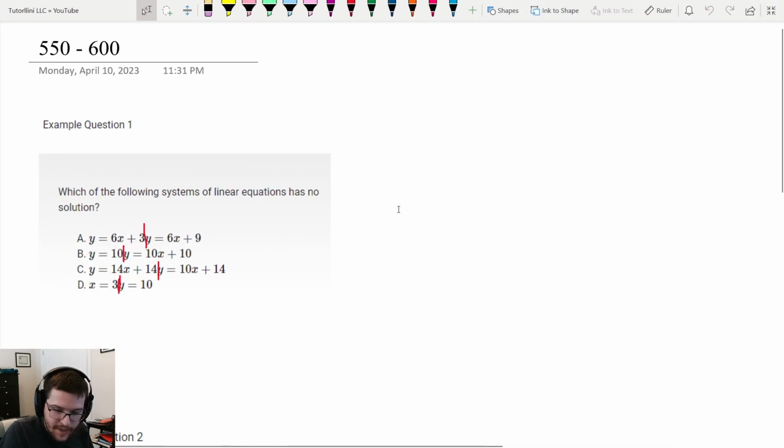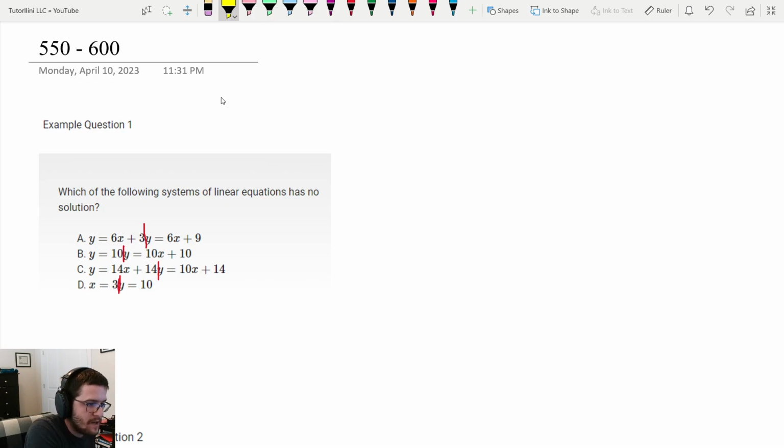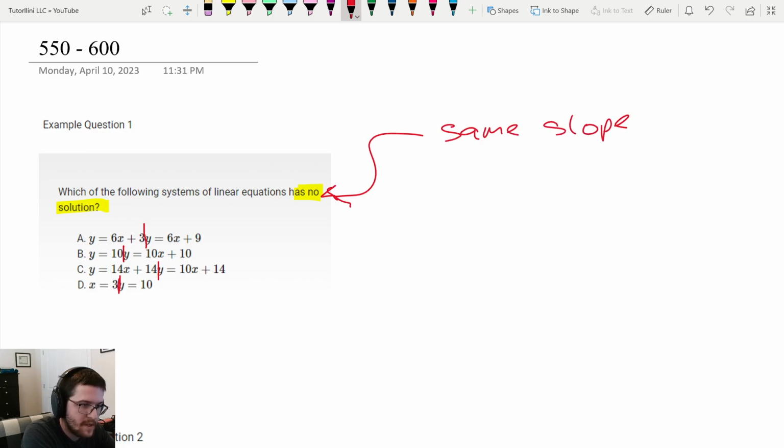Okay, so this question is formatted really terribly, so I tried to put a line where the things are different. So we want a linear system with no solution. This is exactly what we just talked about. Remember, no solution means parallel lines, right? So that's same slope and different y-intercepts. So you want to find ones with the same slope and different y-intercepts.